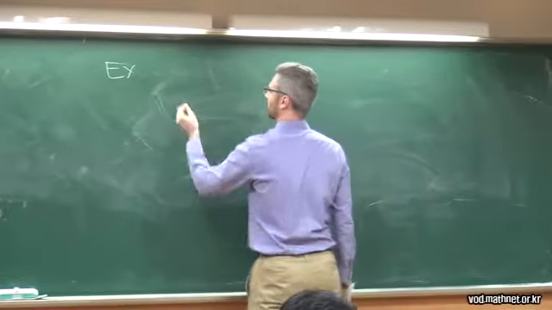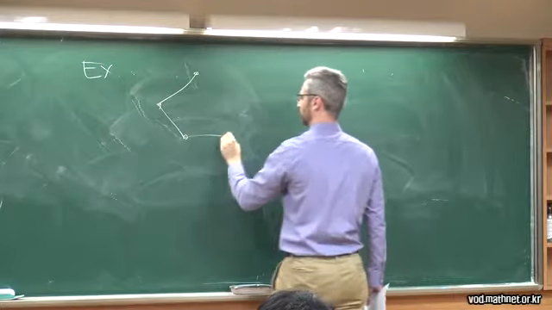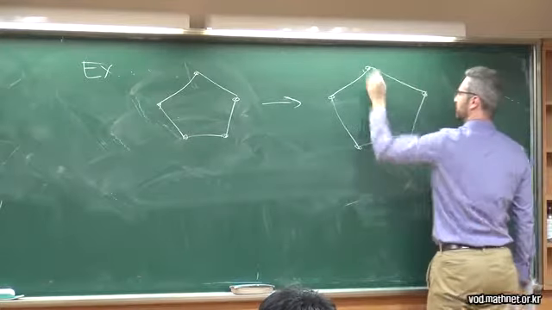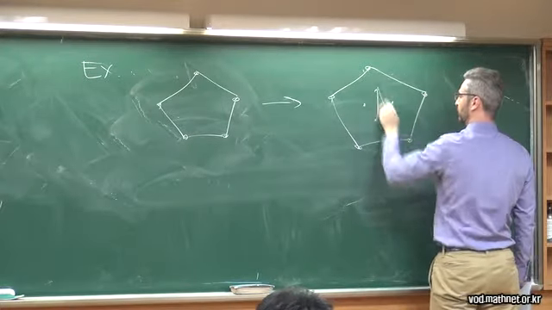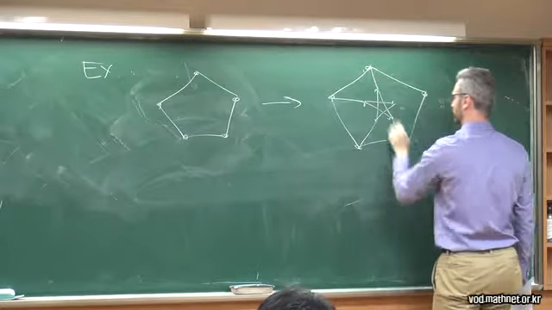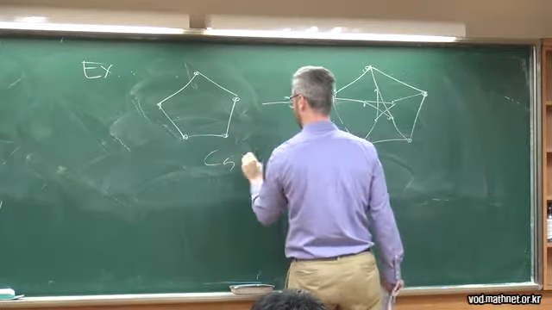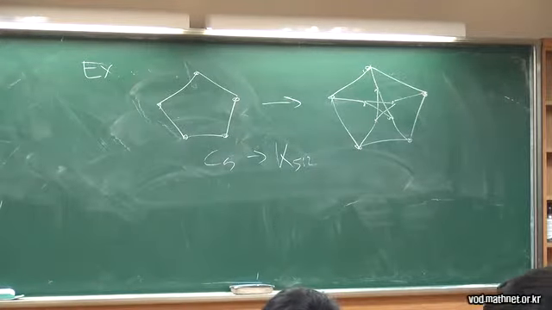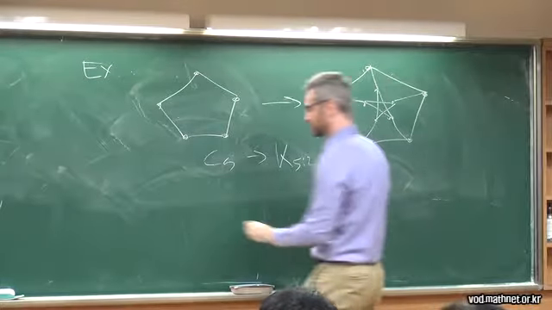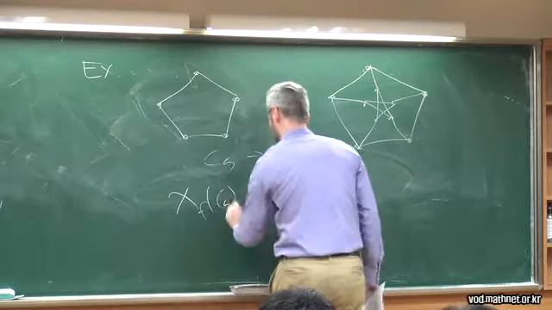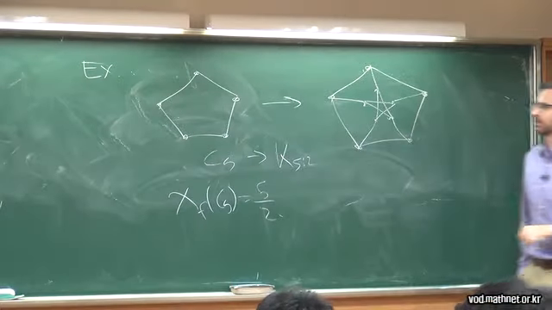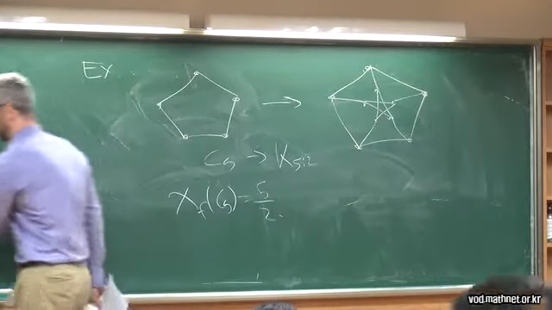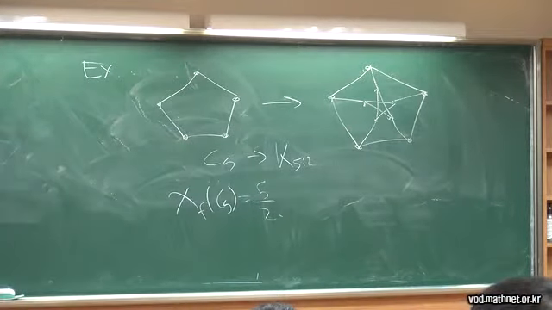So for example, coming back to the 5-cycle, you can embed the 5-cycle, obviously, in the Petersen graph. So here I have a homomorphism from C5 to the Kneser graph K sub 5,2, otherwise known as the Petersen graph. And this isn't a proof, but it's not difficult to show that, in fact, 5 on 2 is the fractional chromatic number of the 5-cycle.